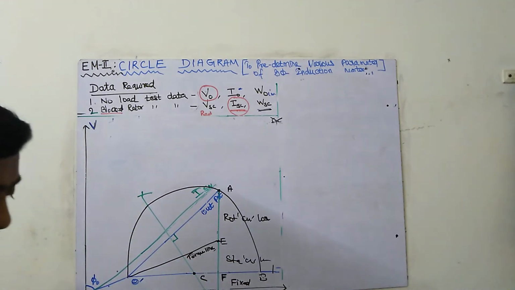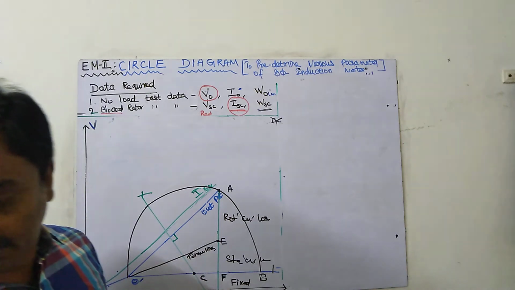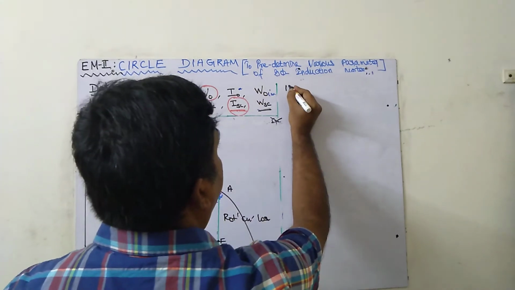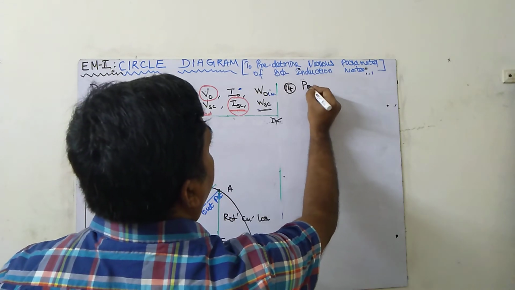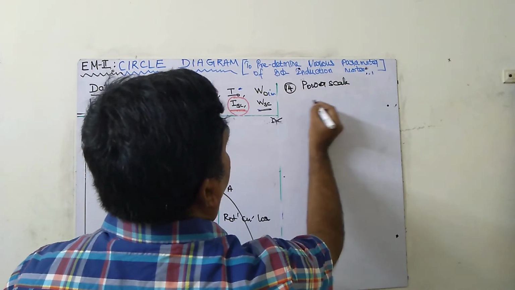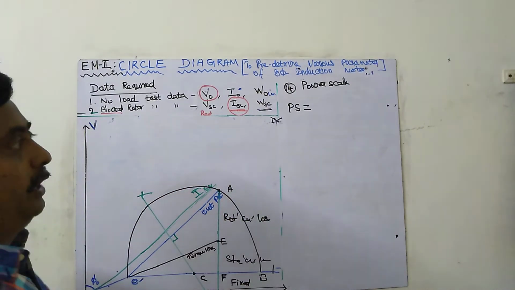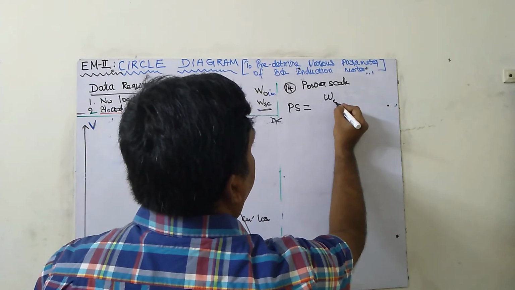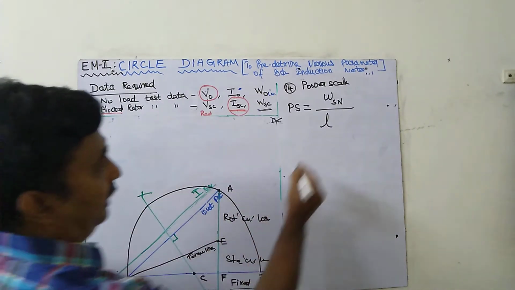Okay. Now coming to the very important topic, power scale. This is the 14th step, I think. I might leave this step also. Okay, 14th, power scale. Power scale equal to PS. I will put it as power scale. Power scale equal to WSN divided by length of AD.